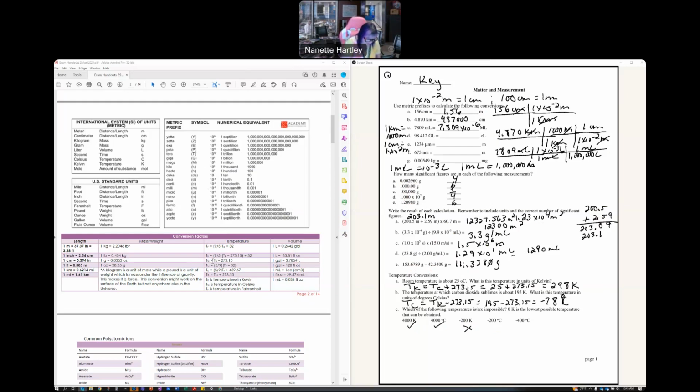So 273.15 plus negative 200 makes that a positive. So this one is okay. And if I take my 273.15 and I add a negative 400, I get a negative 126.